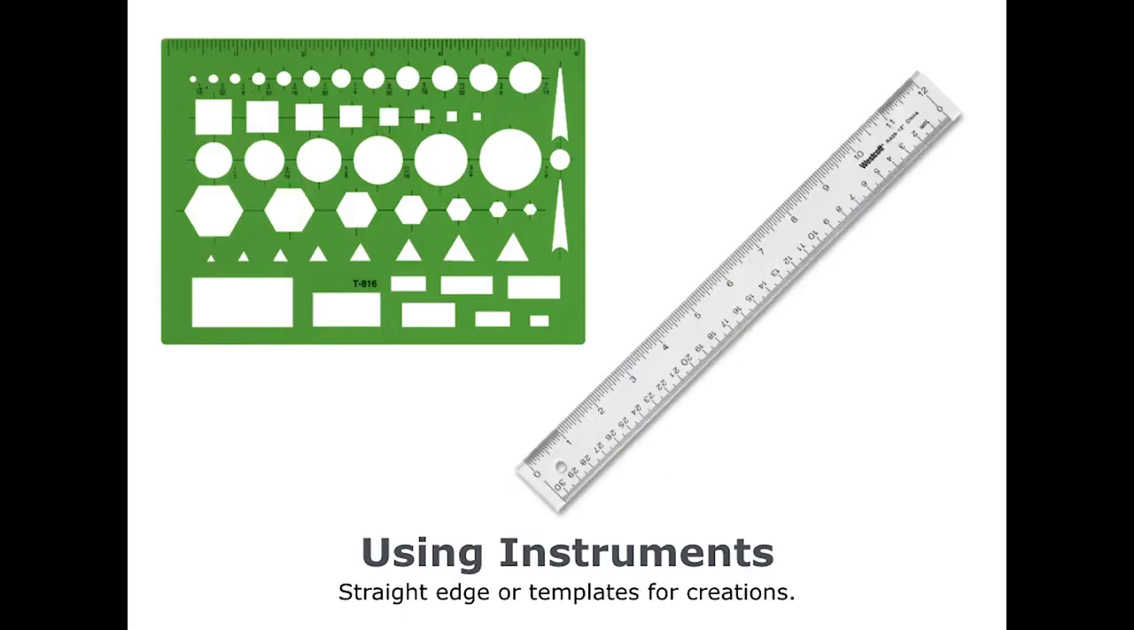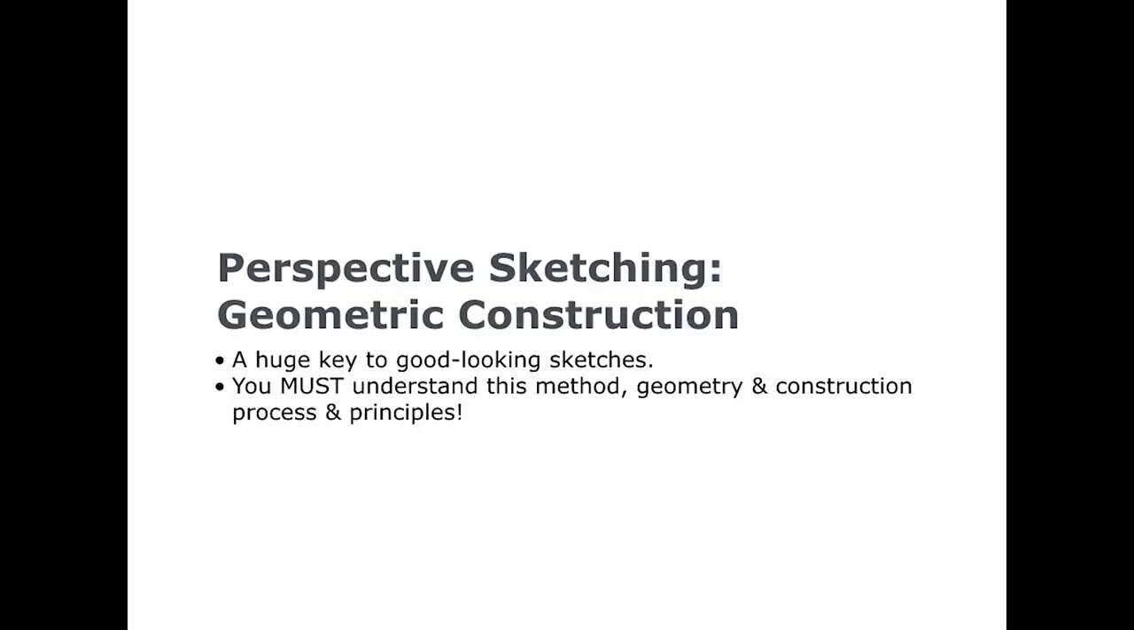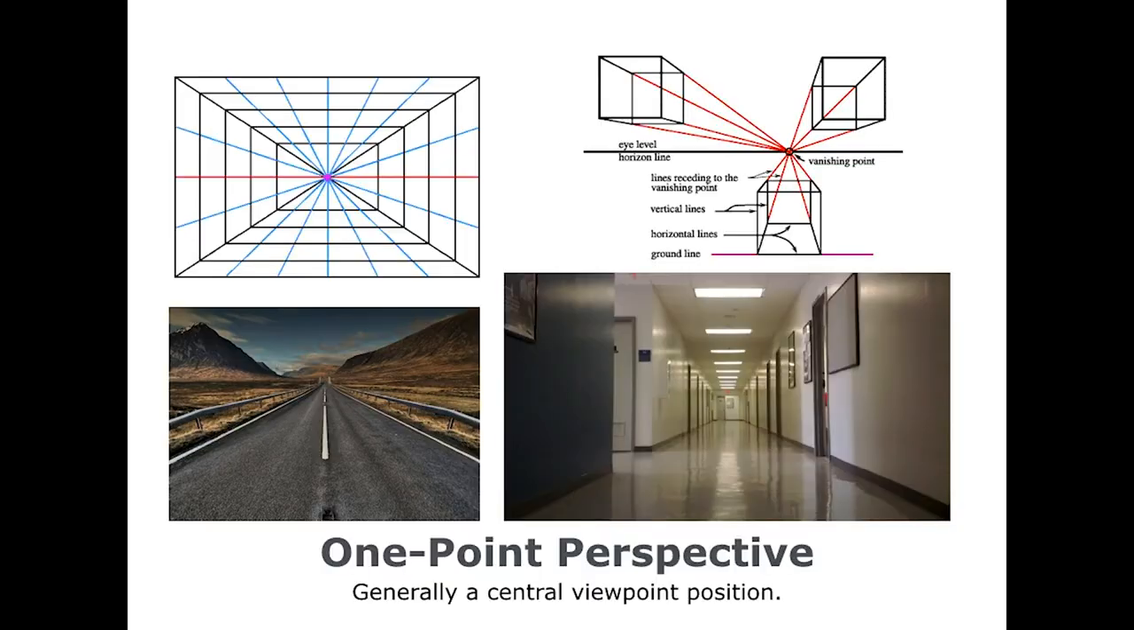Using support instruments like a straight edge, templates, triangles, compasses, etc. can be very useful for much sketching. Underlays can also be used as a basis for sketching, in this case a grid for orthographics. Perspective sketching is a geometric way of creating realistic pictorial sketches of ideas, concepts, and objects. One-point perspective mode can be useful in some situations. One-point perspective does not work if the viewer is much off-center.